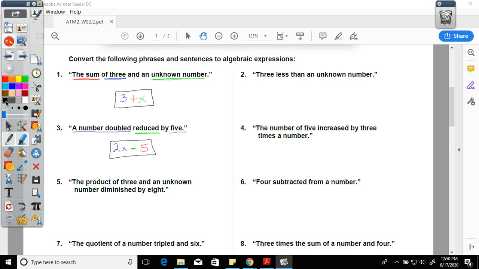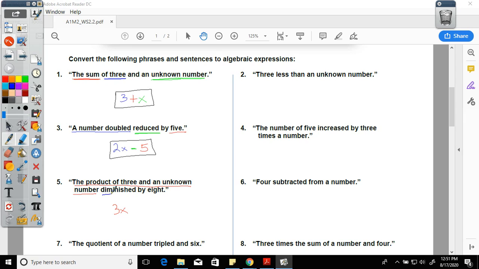All right, now the next one's going to be a little bit tricky. Let's start with the first part. The product of 3 and an unknown number. Well, what does product mean? Product means multiplication. So the product of 3 and an unknown number. Well, the way we would do that was we'd say 3 times x, or 3x.